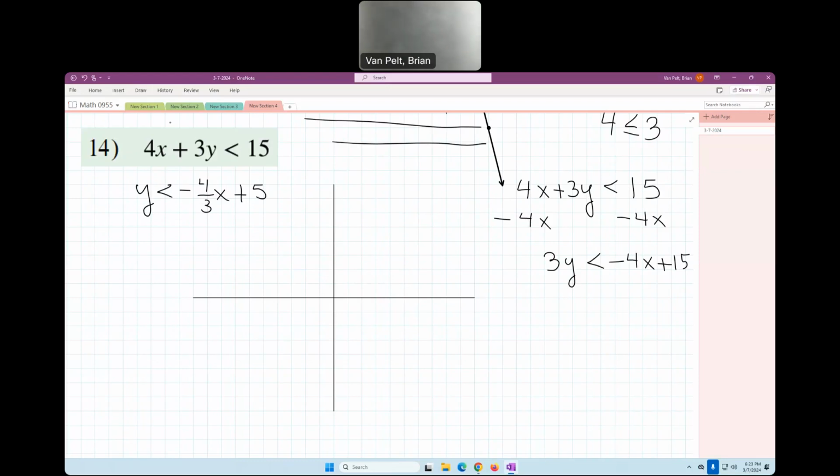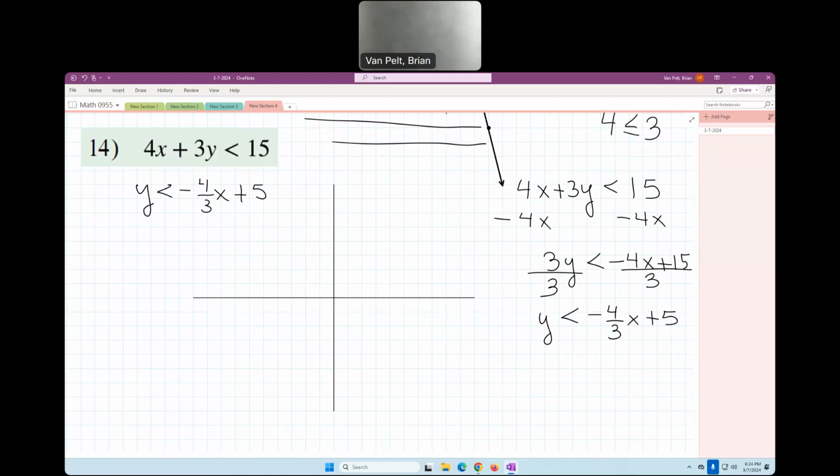Divide both sides by 3. Yeah, divide the whole side over here by 3. And y then is less than negative 4/3 x plus 5. I see that there. Now let's go ahead and get the line in. Where should my line start this time? 0, 5. On the y-axis, 5.